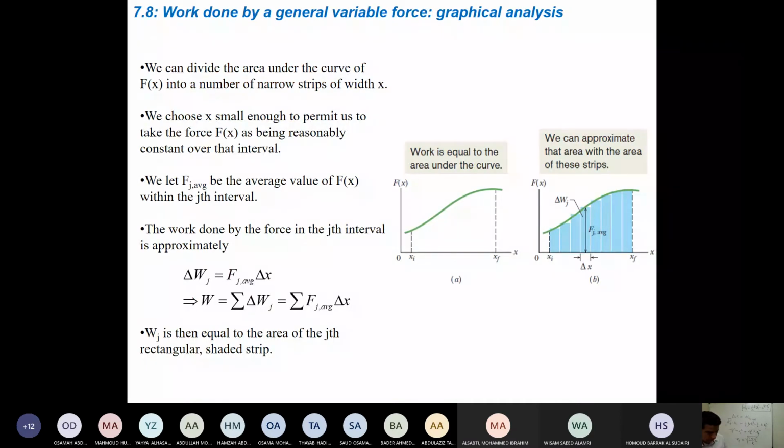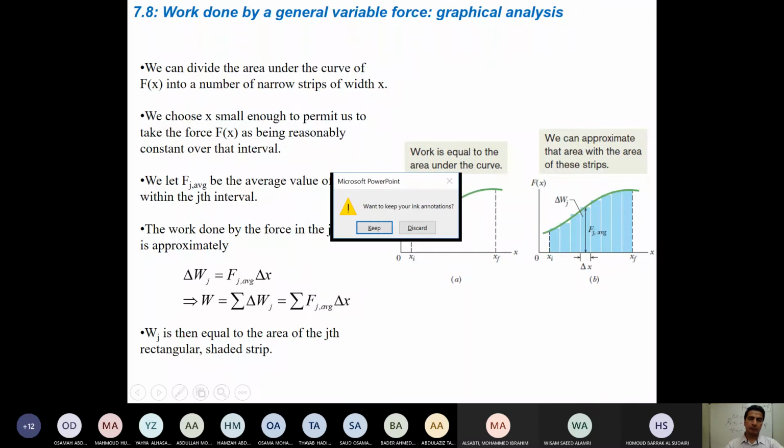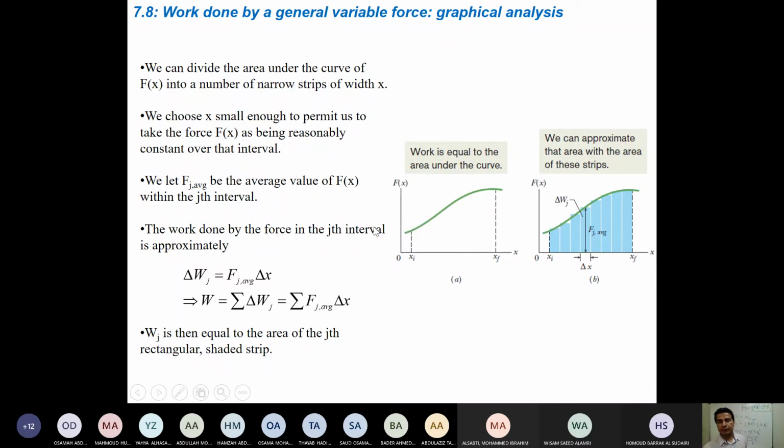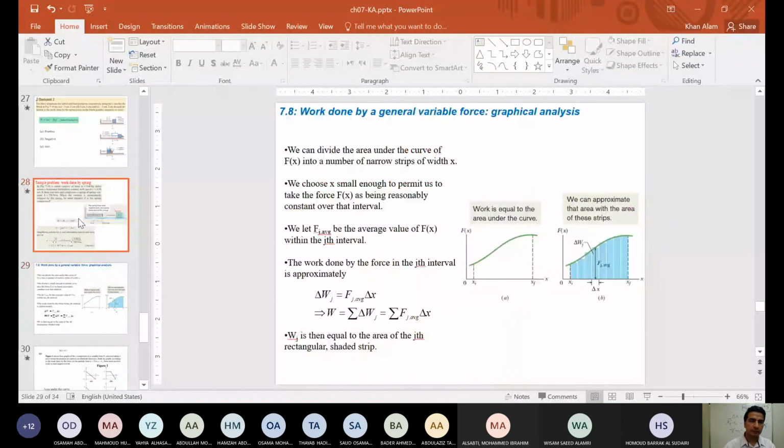So by now, you guys got familiar with the okay, what is that? Okay, let me see.